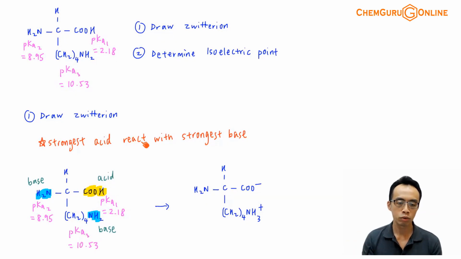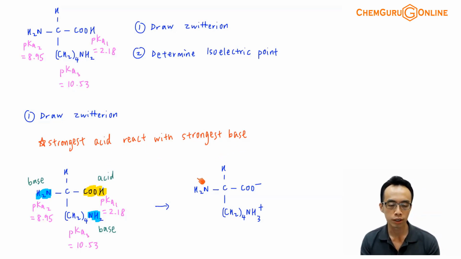Strongest acid reacts with my strongest base. So for this amino acid, I have one acid functional group, I have 2 bases. So the idea is my acid must take part in the acid-base reaction, correct? Because there's only one acid. So between the 2 bases, which base should take part in the reaction? Of course, the stronger base should be the one that is reacting first. That's why this idea, strongest acid reacting with my strongest base to form my Zwitterion.